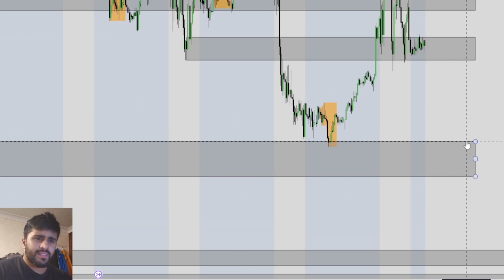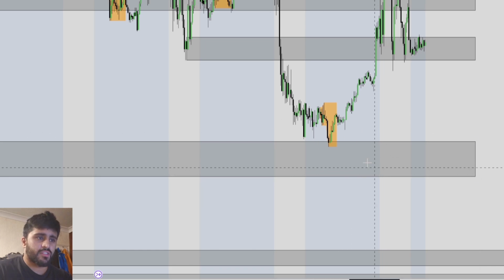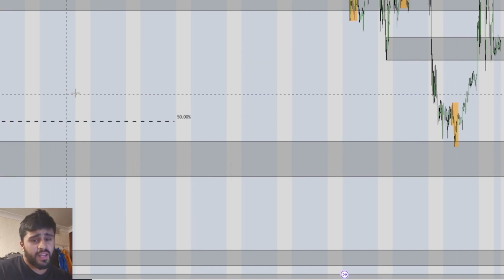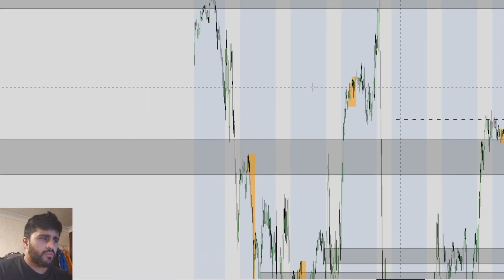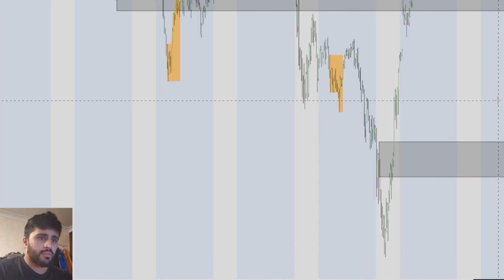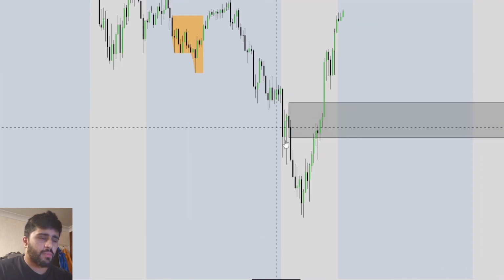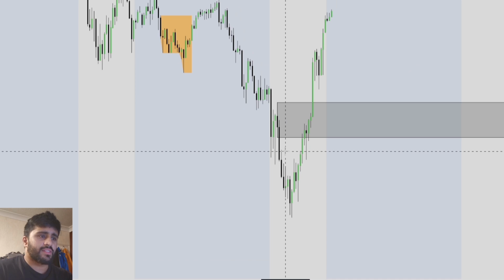So this is 67.75 to 67.55, around about this region. It's a bit of a wide region, and I'm going to explain how I got it. In order for us to understand this level, we need to keep going back, all the way back to the 7th of November.